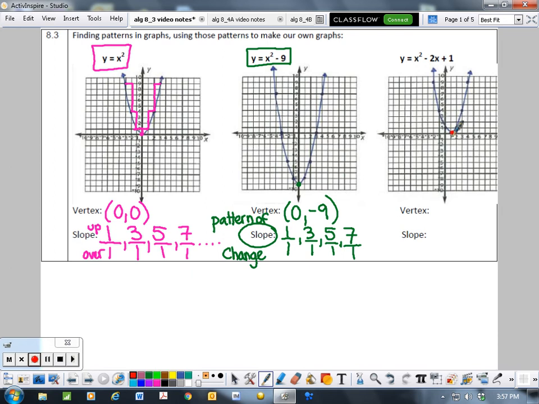And it looks like our vertex is over, let's see, so x value of 1, y value of 0. And our slope is up 1 over 1, up 3 over 1, and then up 1, 2, 3, 4, 5 over 1. So I'm starting to see a pattern, and I'm starting to think all parabolas have a slope of up 1 over 1, up 3 over 1, up 5 over 1, up 7 over 1. And so far, everything looks like that. But I also want you to pay attention to this. Nothing's changed with that, and nothing's changed with our slope. So maybe if we get something different there, something will happen.